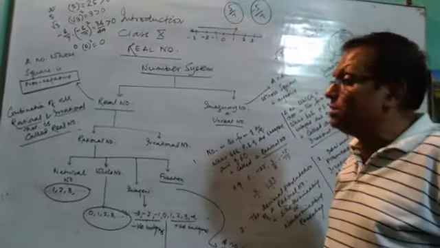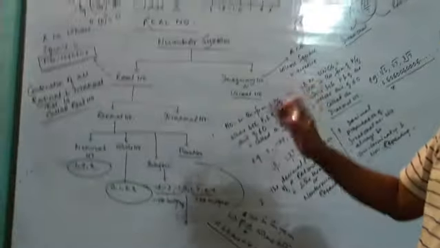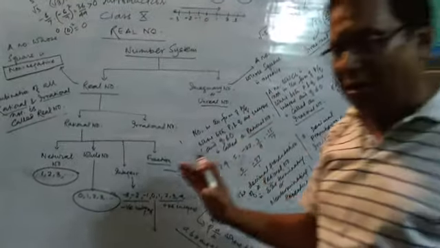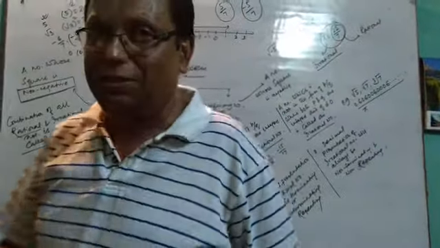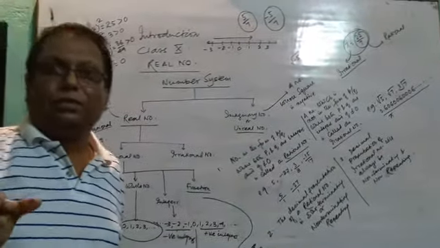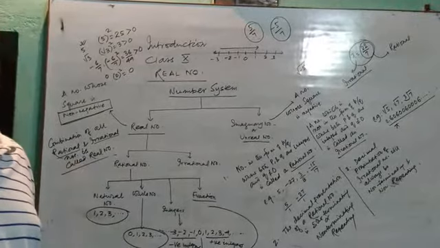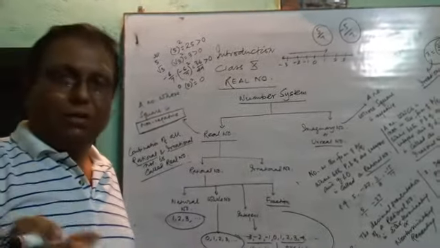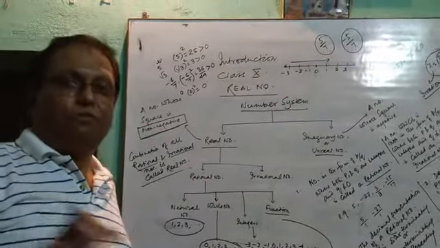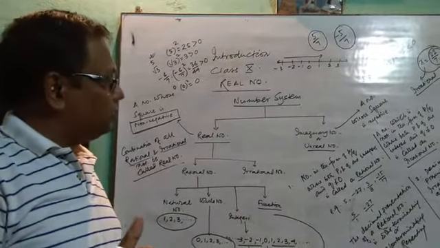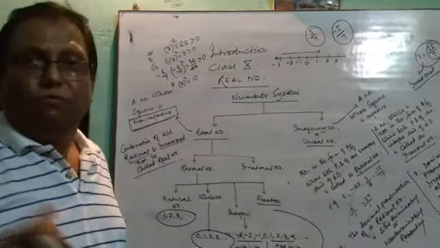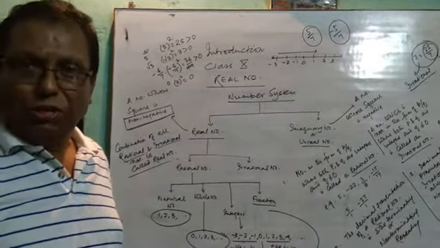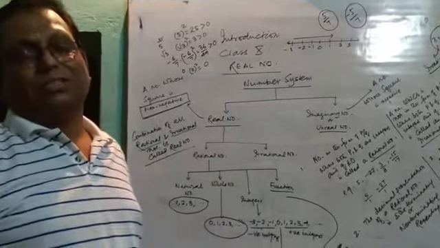Students, this is all about the introduction of real numbers. After this, the chapter on Euclid's division lemma comes, and the third chapter is the fundamental theorem of arithmetic, as per your NCERT syllabus. In the next class, we will discuss the next theorems and the exercises gradually.